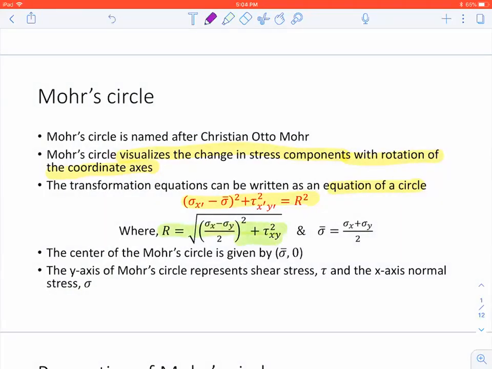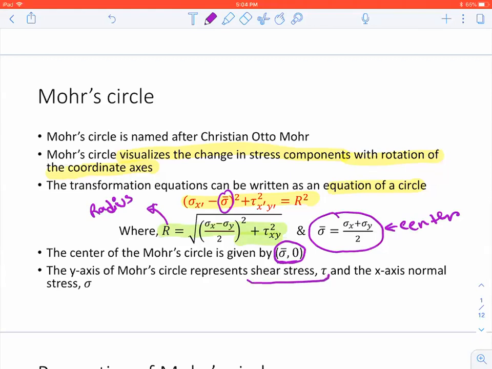Now this sigma bar is the center of the Mohr circle. And this is the radius of the Mohr circle. Okay, and so this is the center, you can see. Now the y-axis of the Mohr circle designates the shear stress, and the x-axis designates the normal stress sigma. Okay, so this is how a Mohr circle will look like.